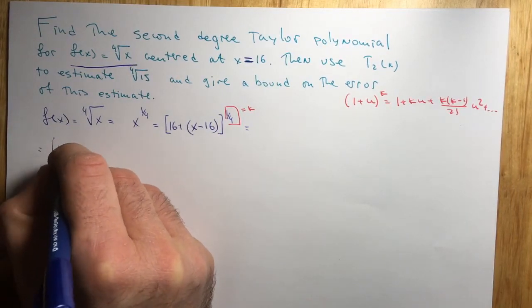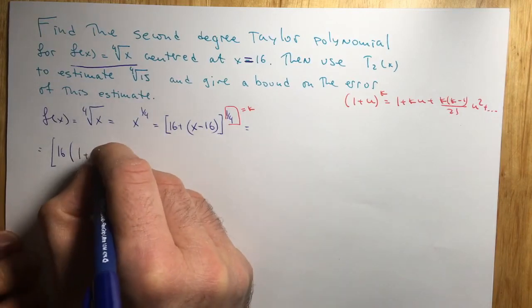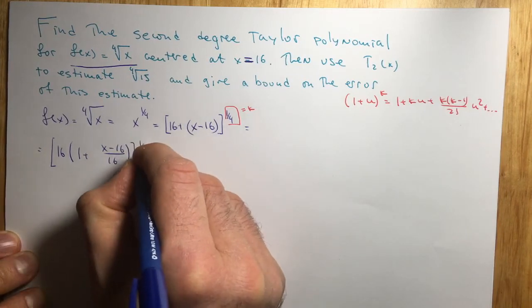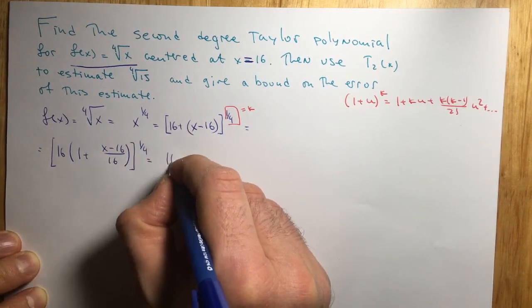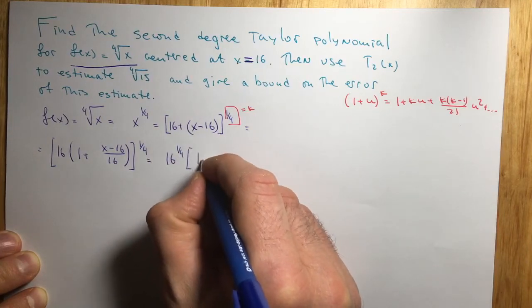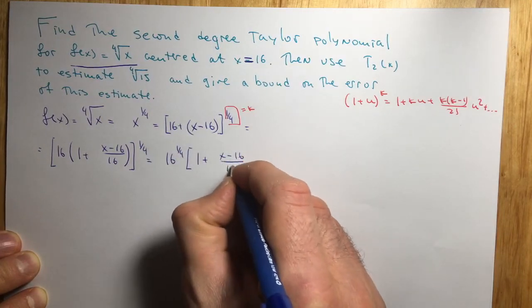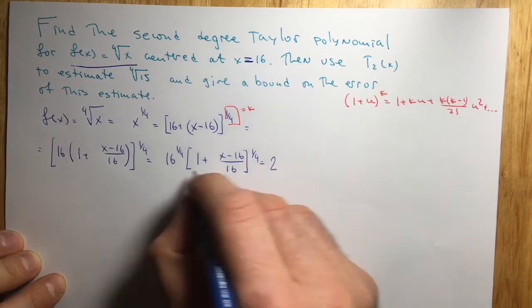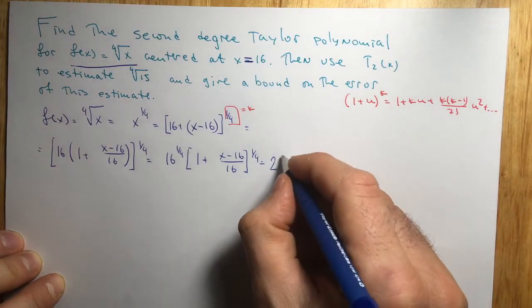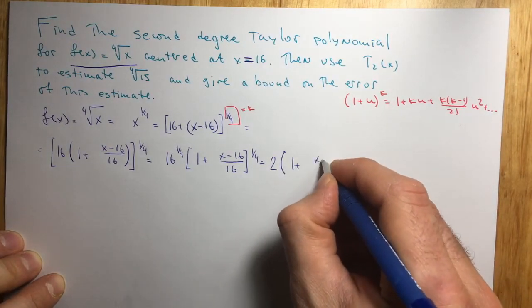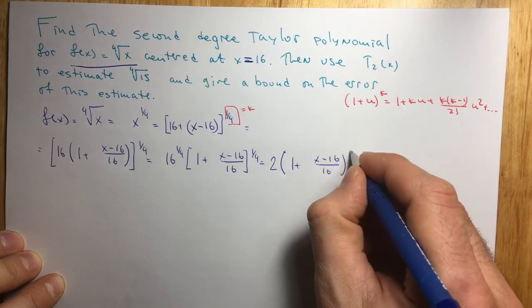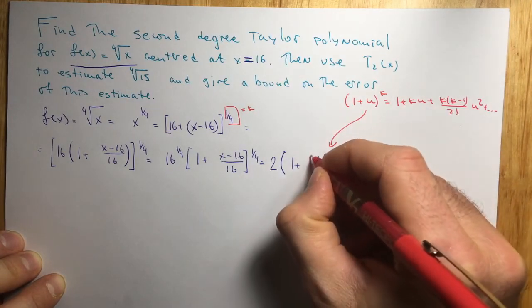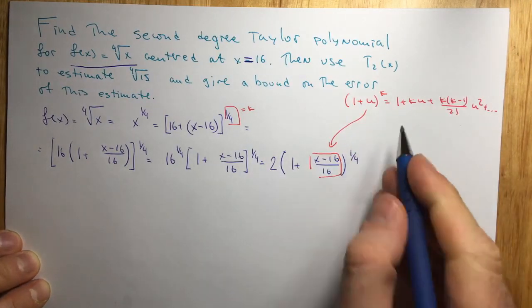We will factor 16, and I have 16 times 1 plus x minus 16 over 16, the whole thing to the power 1/4. Now this is 16 to the power 1/4 times 1 plus x minus 16 over 16 to the power 1/4. Or simply 2, right? The fourth root of 16 is 2, times 1 plus x minus 16 over 16 to the power 1 over 4. And this is my u. Okay, so I can expand.